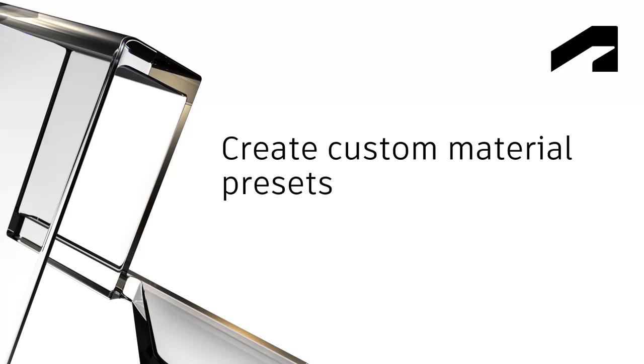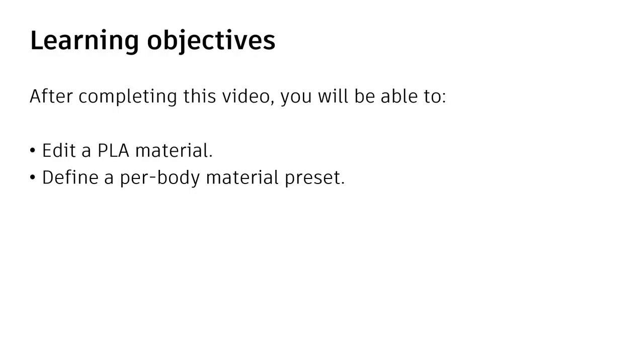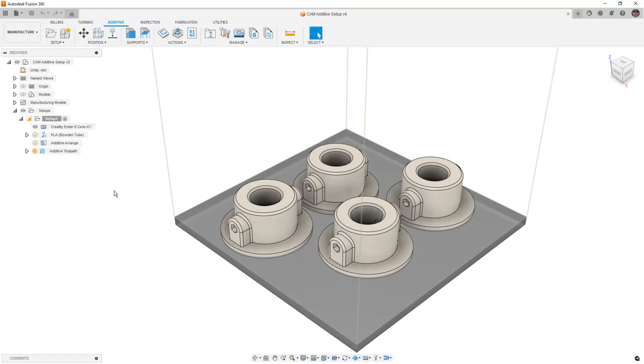Create custom material presets. After completing this video, you'll be able to edit a PLA material and define a per body material preset. In Fusion 360, let's carry on with the design from our previous video, CAM Additive Setup.